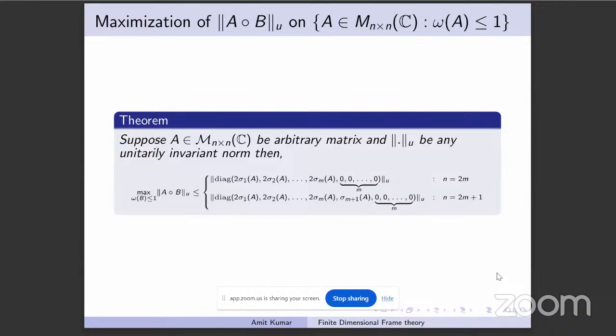Our last problem we have considered in this work is maximization of the unitarily invariant norm of the Hadamard product of matrices A and B, where the numerical radius of B is less than or equal to 1. Again, our results depend on the matrix. We obtain the bound in terms of the norm of this diagonal matrix, and we obtain different results for the cases when n is even or when n is odd.